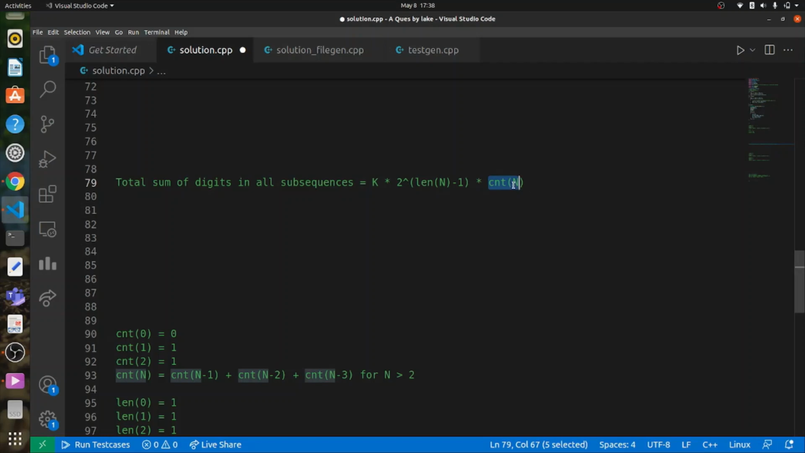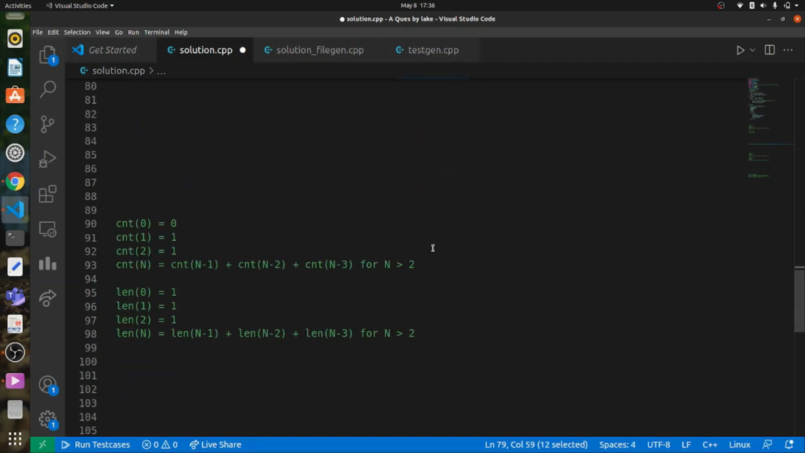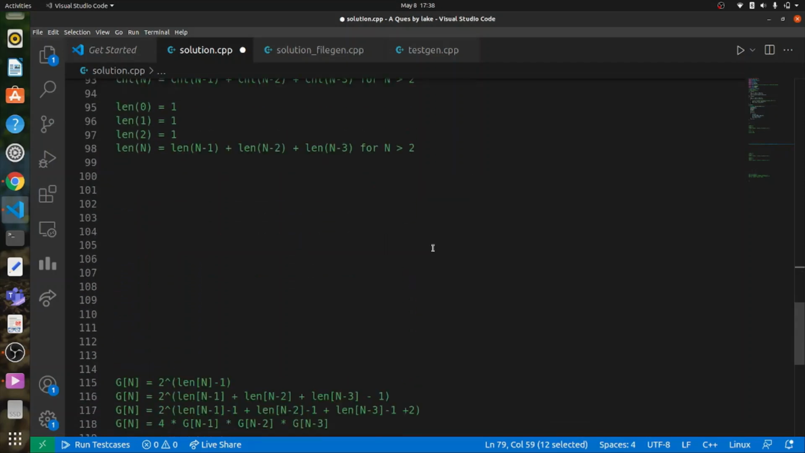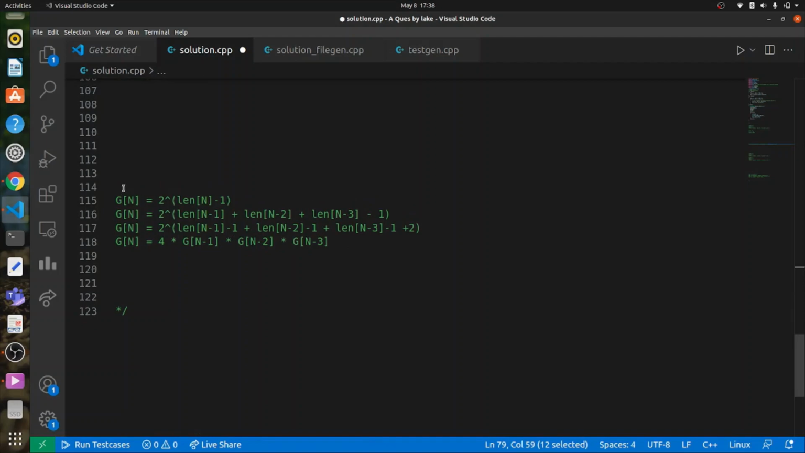Count n you can easily compute, and after calculating length n, for calculating 2 to the power length n minus 1, you have to use Fermat's theorem. In case you don't know Fermat's theorem, I have an alternate solution for you. Consider Gn as 2 to the power length n minus 1. Now what do we know about length n? That it is the sum of its previous 3 terms, right?